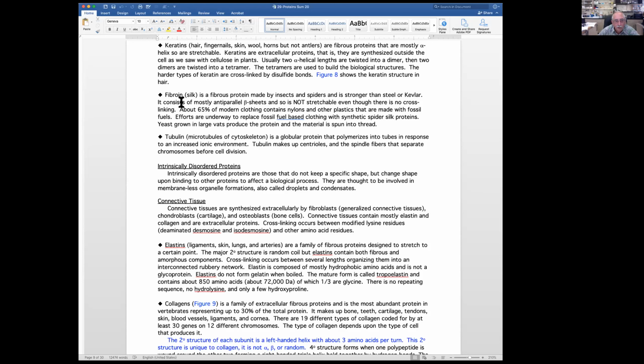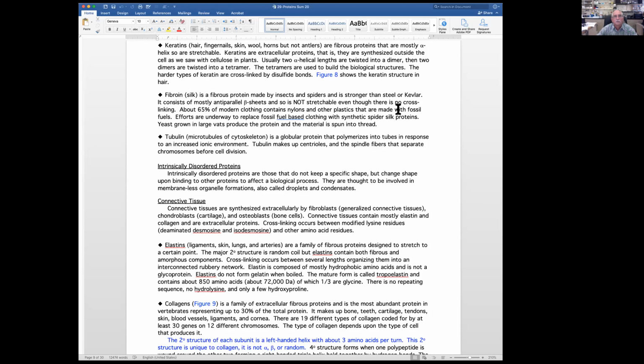So fibroin, which is referred to as silk, is a fibrous protein made by insects and spiders. It's stronger than steel, stronger than Kevlar. It's mostly anti-parallel beta sheets, that means head to tail, and it's not stretchable, even though there's no cross-linking.